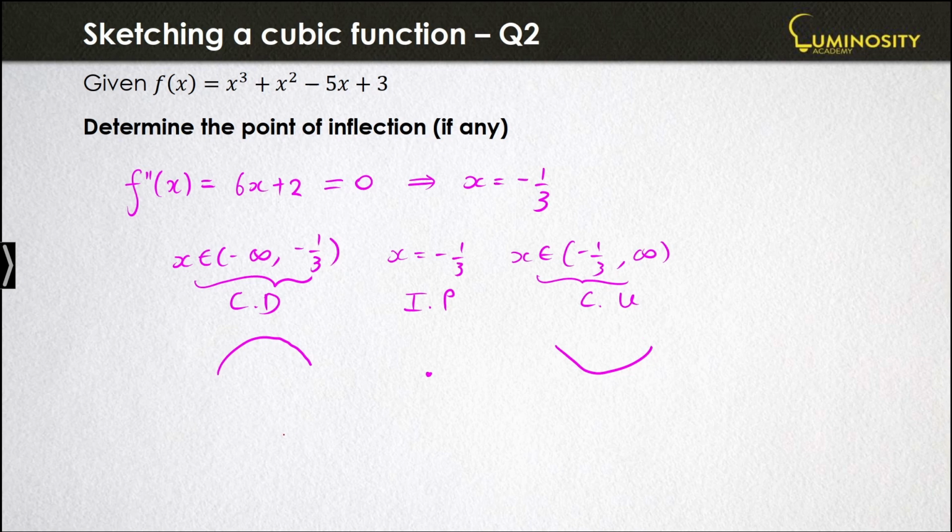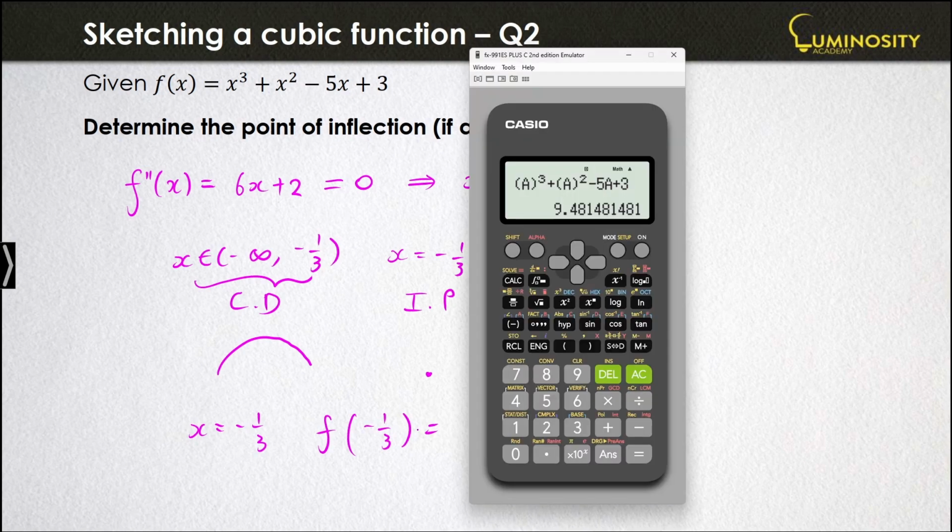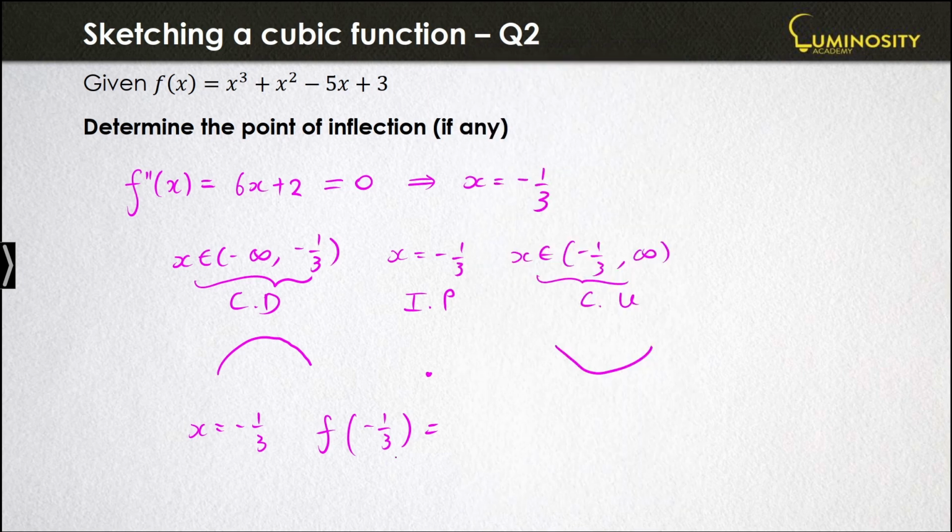Okay, so therefore at x equals negative 1/3, let's find the function value at that point, and then we'll have the coordinate for the inflection point. So again, I'm going to say negative 1 divided by 3, and shift store into b. Now I'm going to take that into the original function, so it's going to be b cubed plus b squared minus 5 times b plus 3. That gives you 128 over 27.